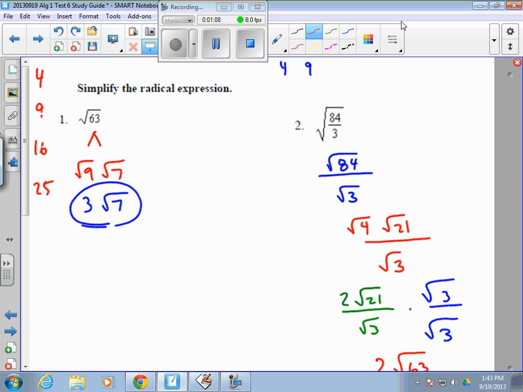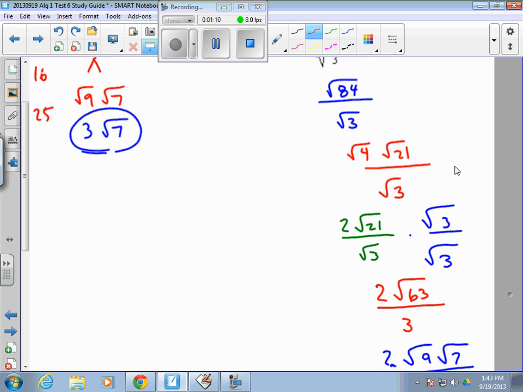So when you multiply straight across, you get 2 times the square root of 21 times the square root of 3, which gives you the square root of 63, over the square root of 3 times itself, which gives you the square root of 9, which simplifies back to 3, what's under the radical. So you have 2 times the square root of 63 over 3.